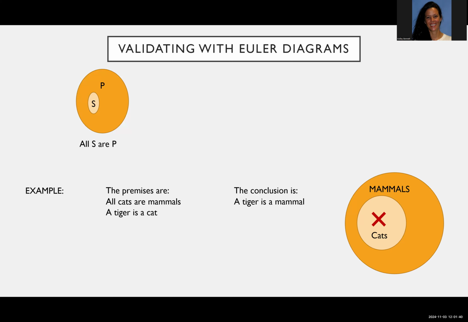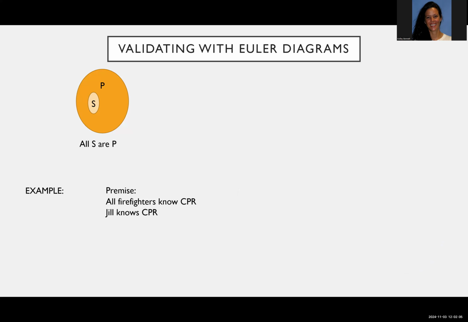Does that mean that I'm also in the mammal set? Yes, I cannot be in this set of cats without being in the larger space of mammals. So in this case, the argument is valid because that X, where the tiger is, must therefore fall within the mammal set. Validated.